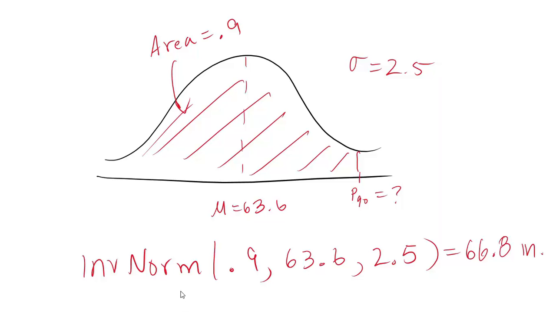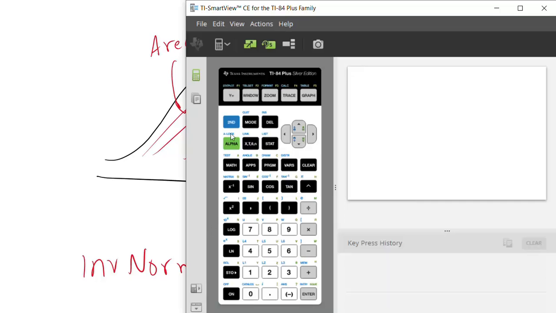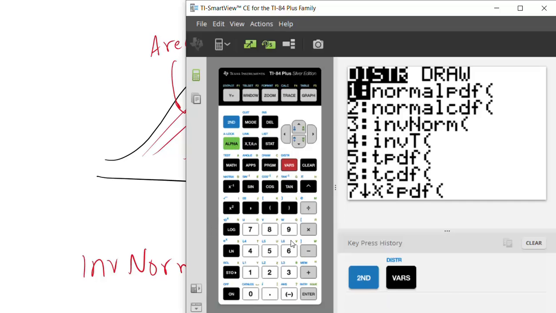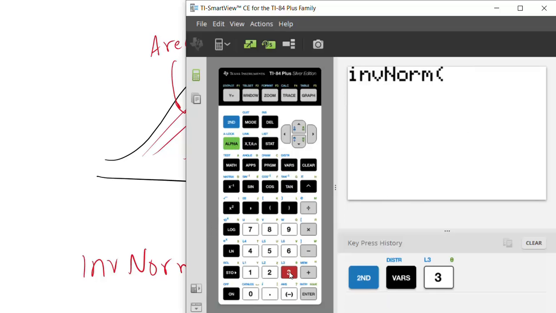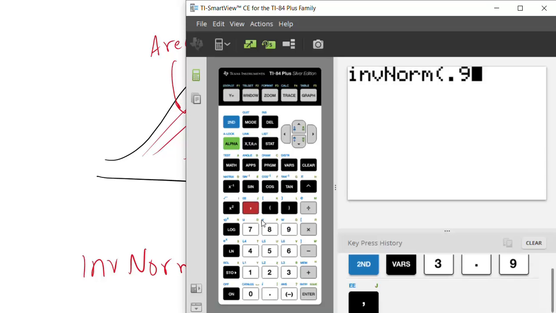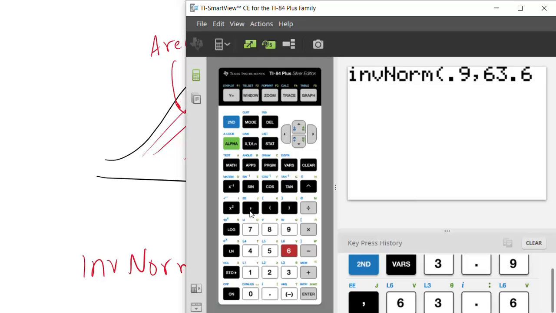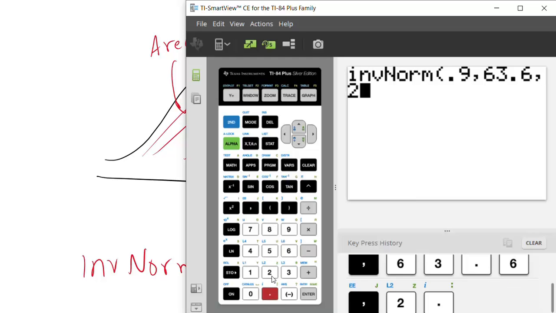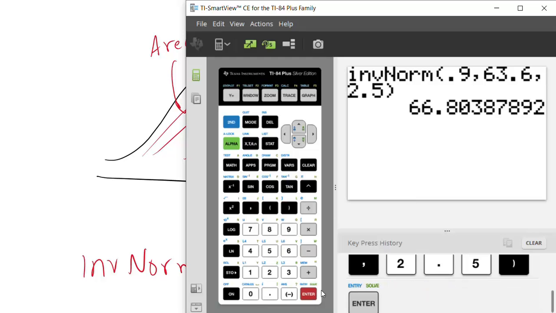Let's demonstrate this without the input screen. Second vars, choice 3 for inverse norm. And you get this inverse norm prompt on your main screen when you don't get the input screen. You just put in the three inputs separated by a comma. You need the amount of area to the left of your bound, then the mean, then the standard deviation, and there's that 66.8 again.